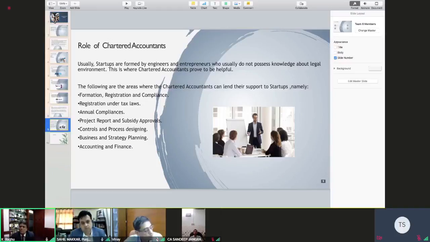Compliances like GST return filing, TDS return filing, and income tax return filing for startups is something we can do on an ongoing basis. We can also help them in preparation of their project reports, and then design their controls in the organization. You can also help them in designing the business plan, and even the regular accounting can be handled by you. So we find a lot of chartered accountants across the country are supporting startups in all these traditional areas.